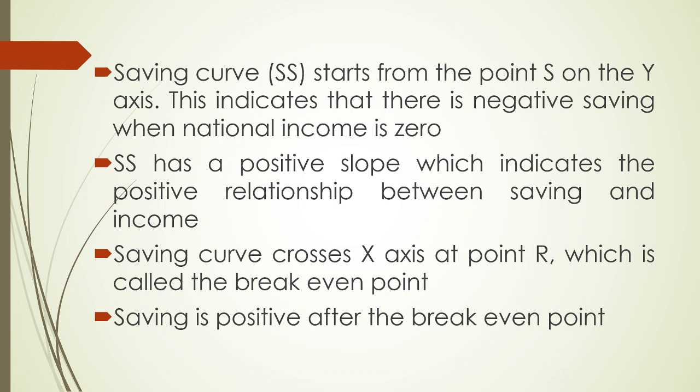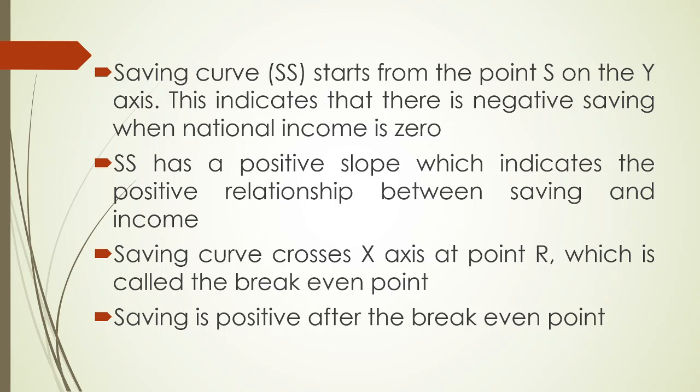The saving curve starts from a point on the negative part of the y-axis. What does that indicate? This indicates that there is negative saving when national income is 0. SS, that is the saving curve, has a positive slope, which indicates a positive relationship between saving and income. So with the increase in income, saving also increases.